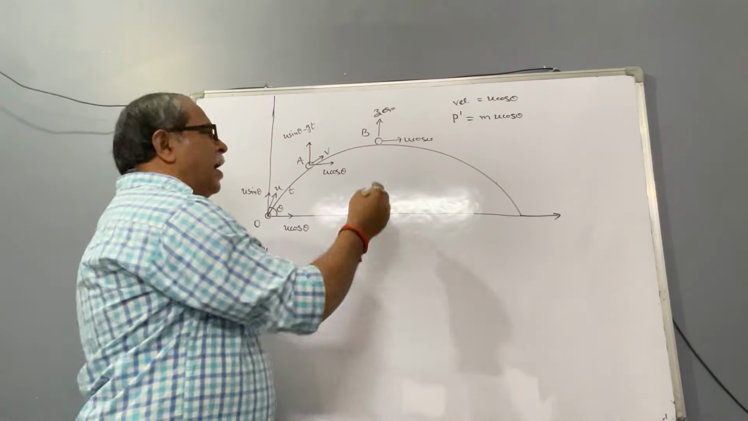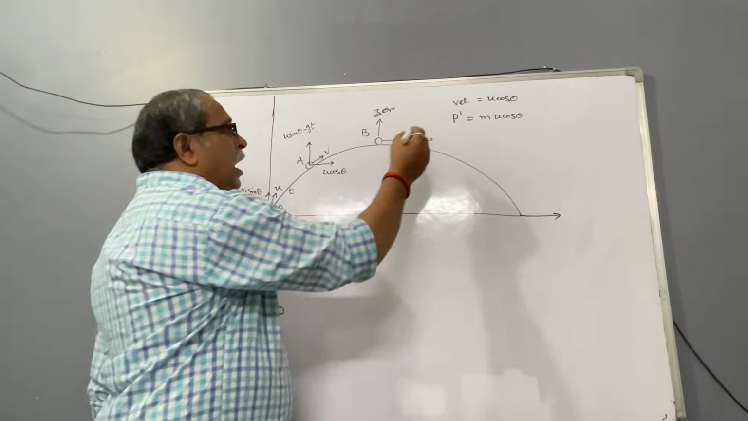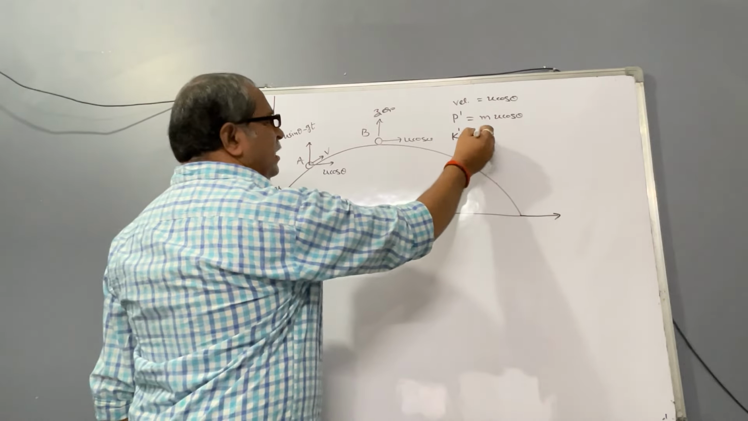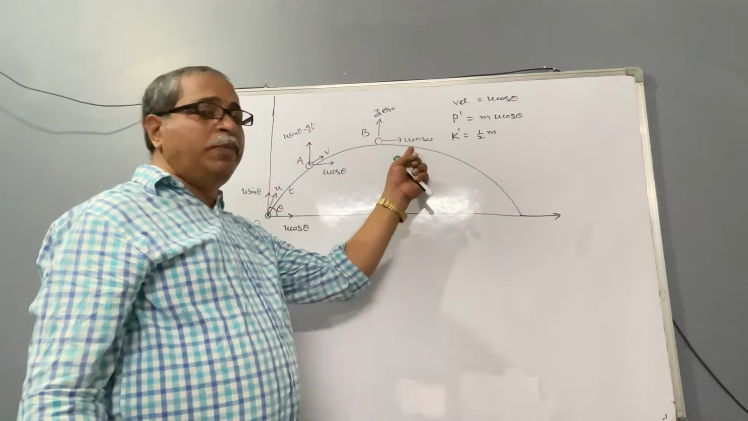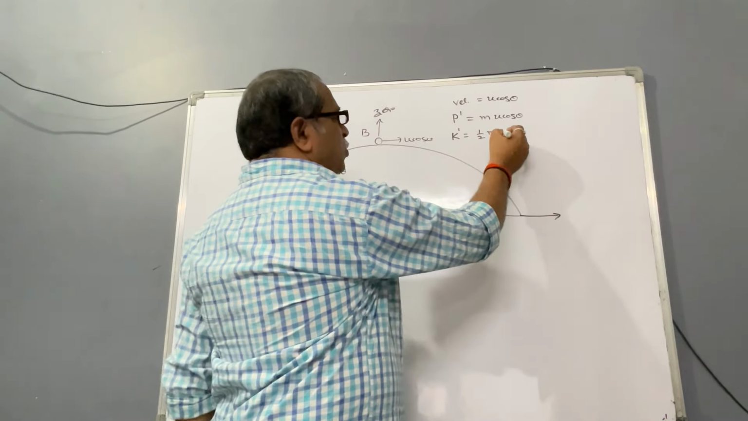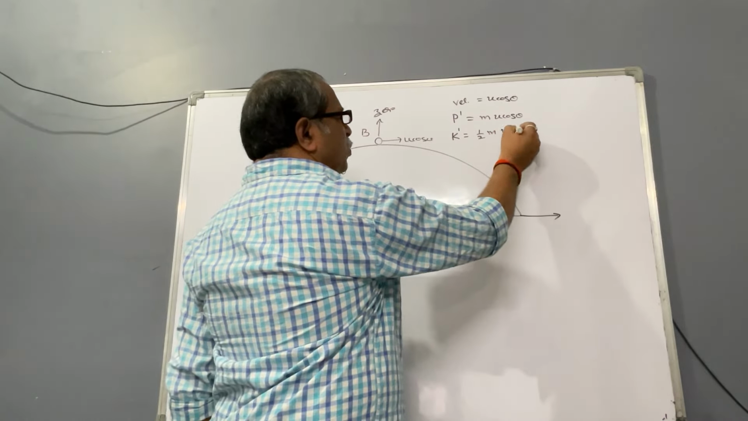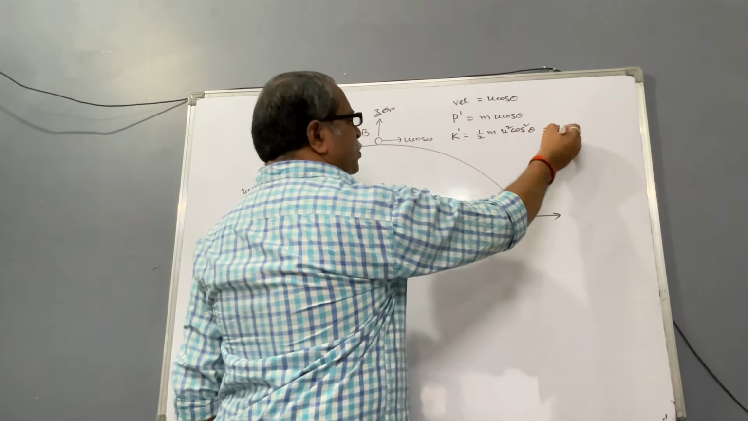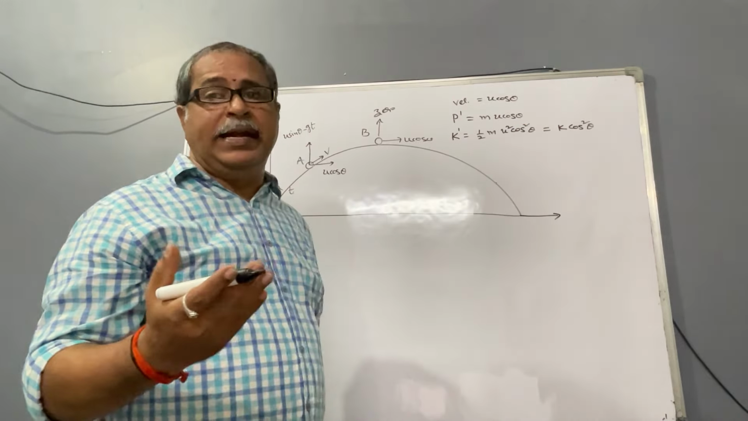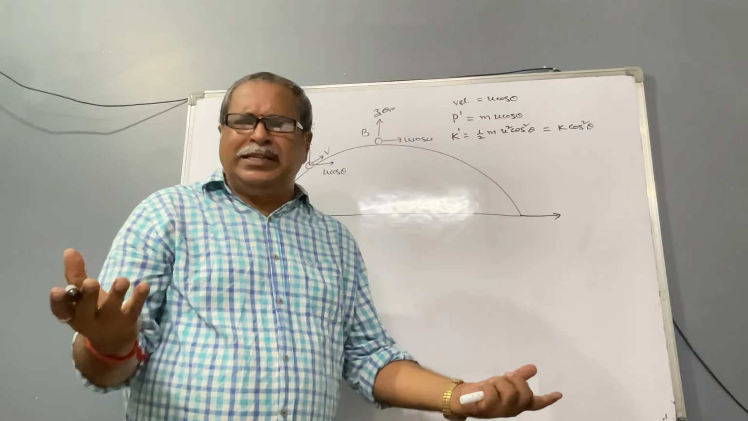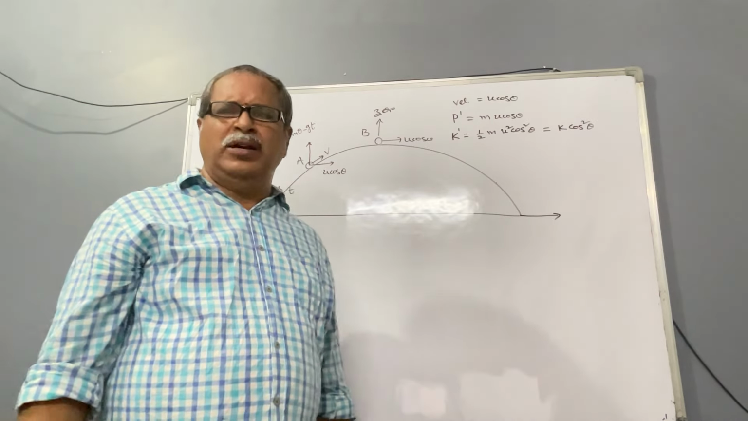Now the angle is given, angular projection. And what is the kinetic energy here? Half m into velocity square. Velocity square means u cos theta whole square. So half m u square cos square theta, which equals K cos square theta. A very important concept: kinetic energy at the highest point is K cos square theta. Everybody should know this point.